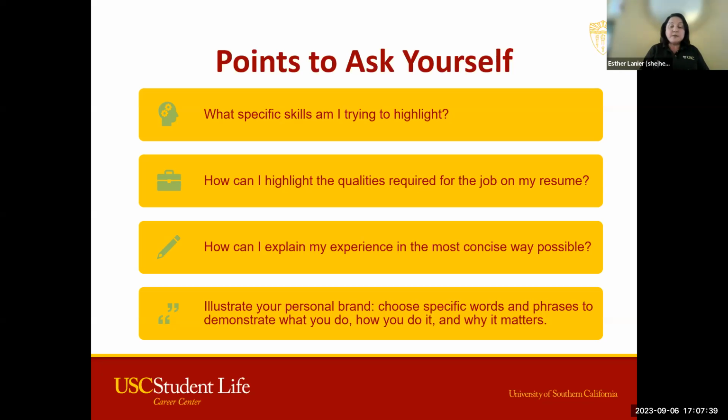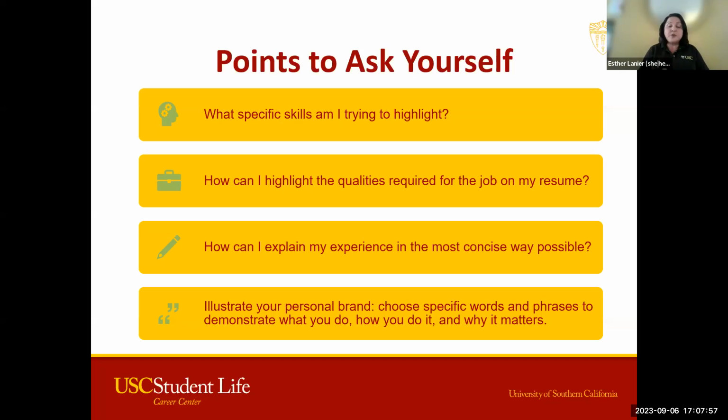That's based on how you understand what the position is asking for. A lot of times you have to read between the lines of what this employer is trying to get at. But most of the time, employers will be very clear as to what particular skill and experience they're looking for. How can I explain my experience in the most concise way possible?